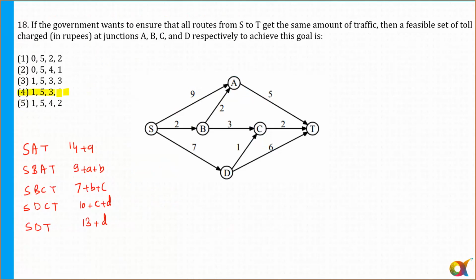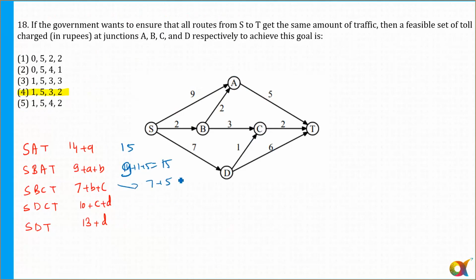Yes, that's right. Easy, no? Let's see if it is satisfying. 14 plus 1, that is 15. 14 plus 1 plus 5, which is equal to... okay. 1 plus 5 is equal to 6. 9 plus 6, that is 15.